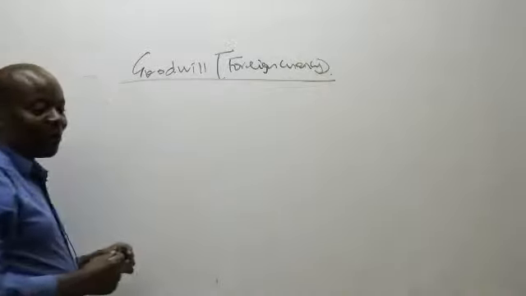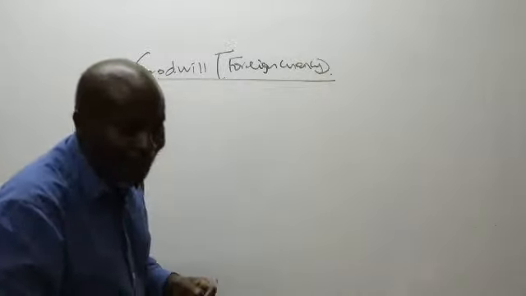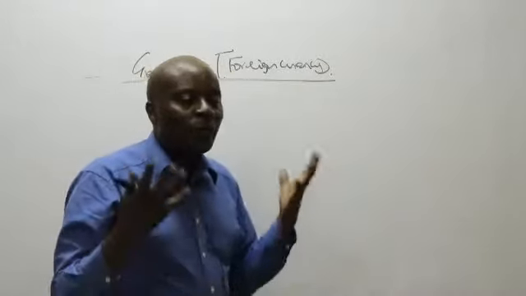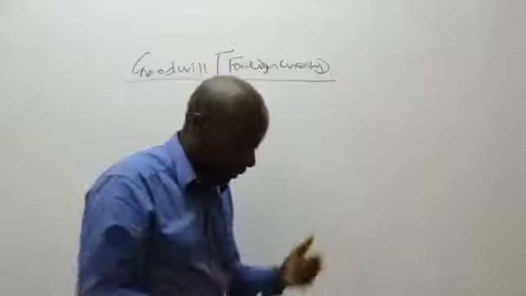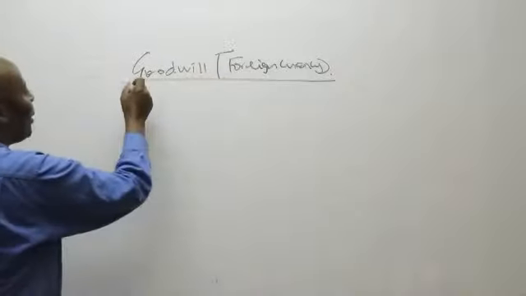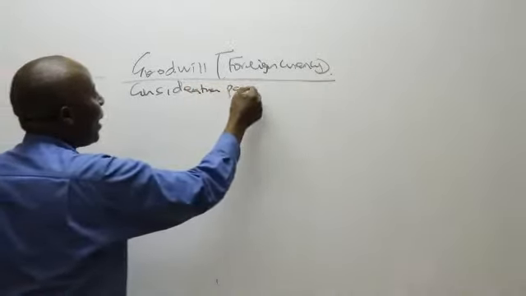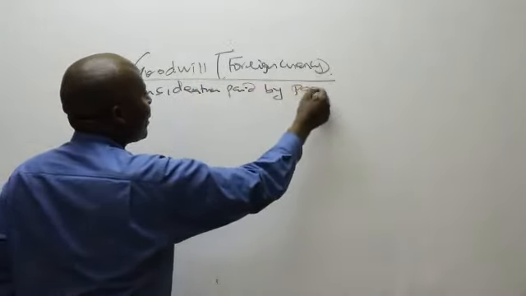Is there somebody who is able to remember goodwill? Goodwill is the easiest thing. You give us the consideration paid by the two parties. You give us the consideration paid by the parent.